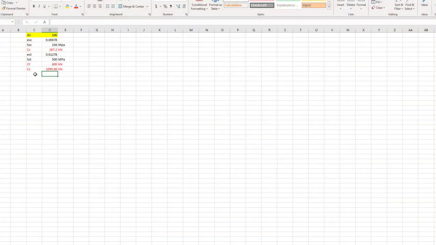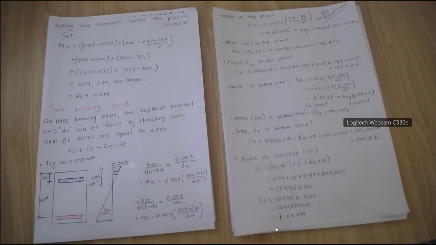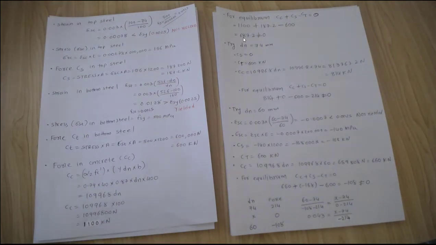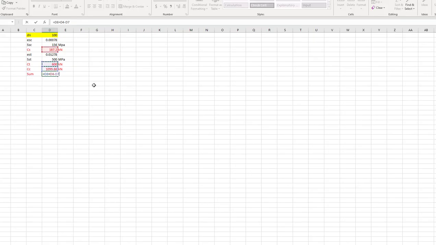Now finally we need to sum them up. If you just sum up all the red ones, kilonewton Cc plus Cs minus Ct, that's what we did, right? So we are going to sum them all up. Cc plus Cs minus Ct. It should be around 687. If I do that, yep, around 687. So that's perfect. Let's put the unit in kilonewtons.